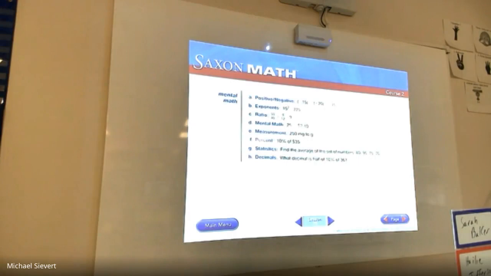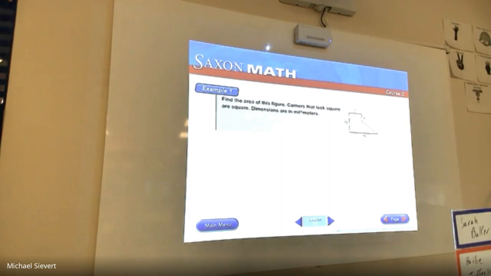All right. So find the area of this figure. Corners look square, are square. Dimensions are in millimeters. But for normal people, when you get a pizza, you have to do this with it so that you can give out pieces. What do you do? What's that called? Divide. Yeah, you're going to divide it, cut it up, whatever you want.